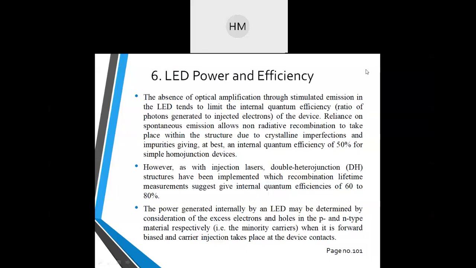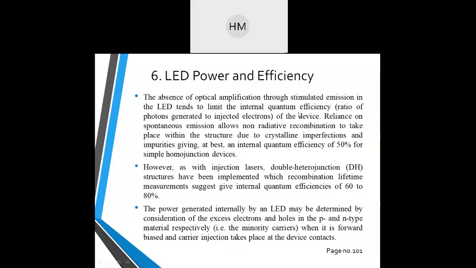So here the absence of optical amplification through stimulated emission in the LED tends to limit the internal quantum efficiency. इंटरनल क्वांटम एफिशिएंसी किससे रिड्यूस हो सकती है? लिमिट्स. What is the limit? The absence of optical amplification through stimulated emission. We all know that laser is based on stimulated emission technique, but LED is based on spontaneous emission technique. That's why its efficiency is very low.